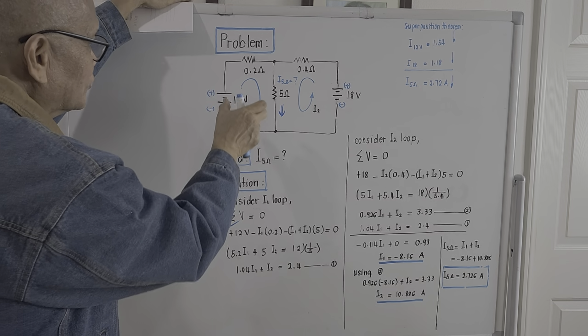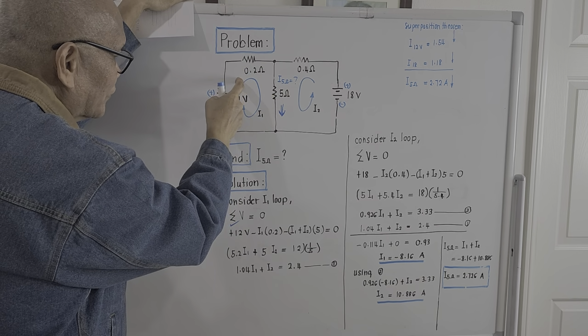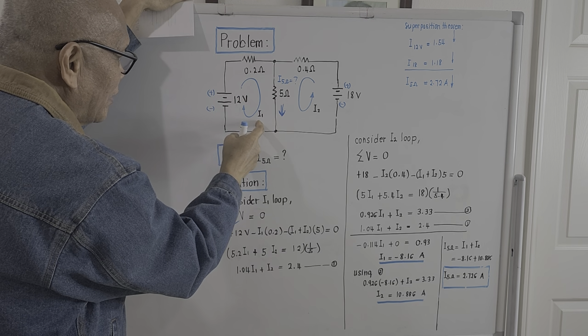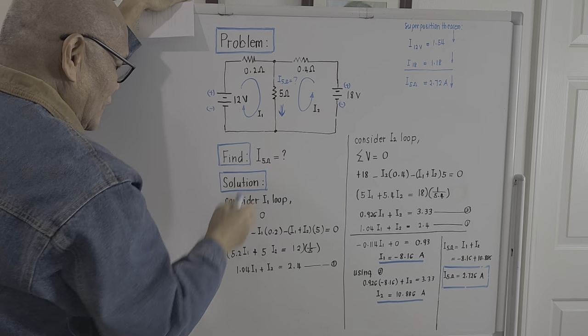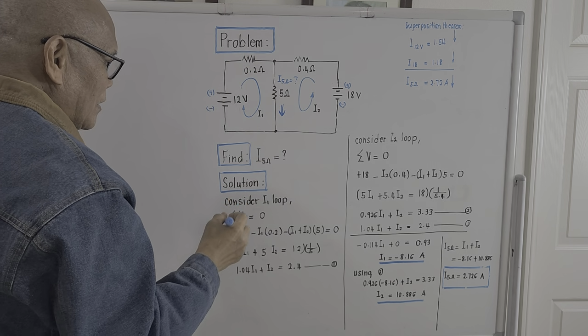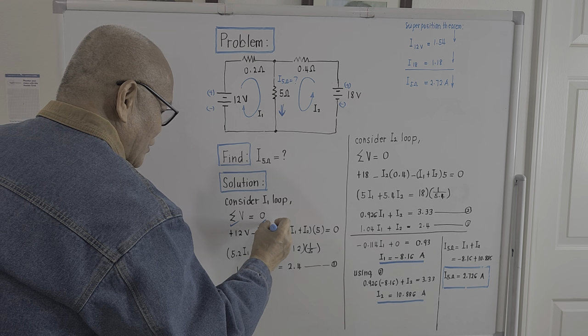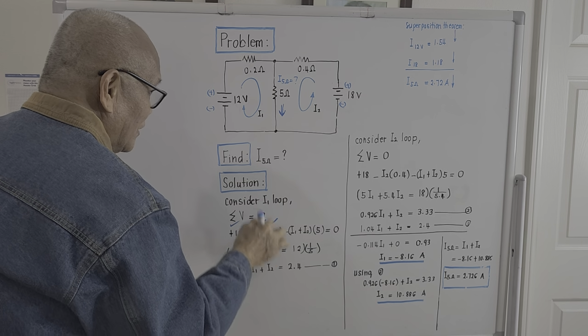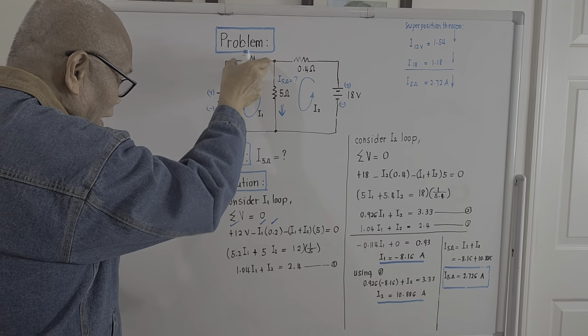The voltage drop across this 0.2 ohm will be the current passing through it times I sub 1. This is a voltage drop, right? So it should be the product of current I1 times the resistance it passes through. The voltage drop across this will be I sub 1 times 0.2.